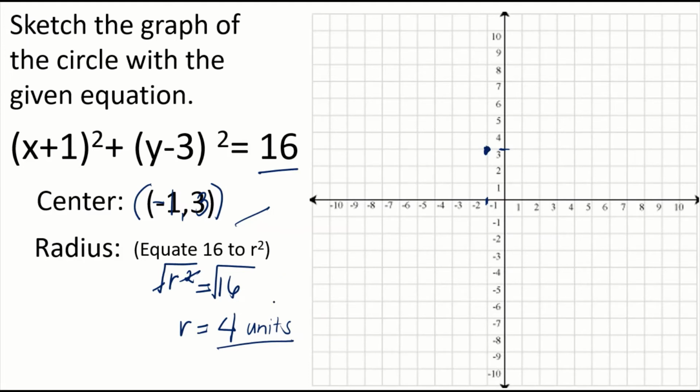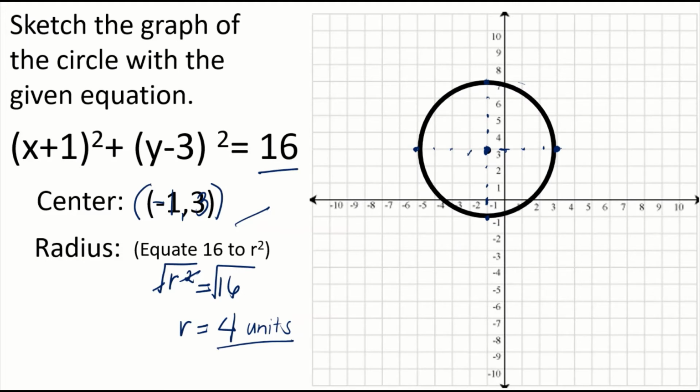And then count 4 units upward, downward, to the left, and to the right to form a circle. So, count tayo ng 4 units. 1, 2, 3, 4. So, this is the first point of the circle. We have 1, 2, 3, and 4, for each direction. So, when we connect the points, it should be a circle. So, to have a perfect circle, this is again the center, and then this should be the circle.